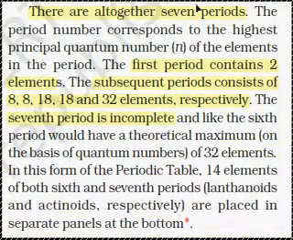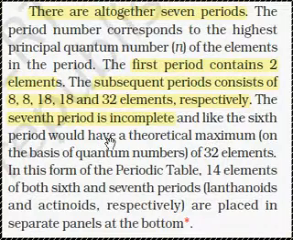There are altogether 7 periods in the periodic table. The period number corresponds to the highest principal quantum number n of the elements in the period. The first period contains 2 elements. The subsequent periods consist of 8, 8, 18, 18, 32 elements. It means the first period has 2 elements, the second period has 8, the third period has 8, and then the fourth, fifth and sixth period has 32 elements.